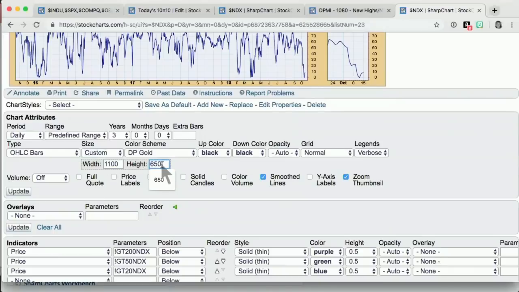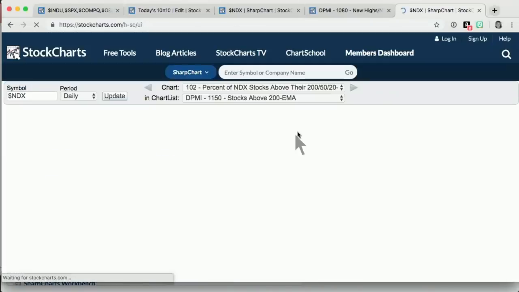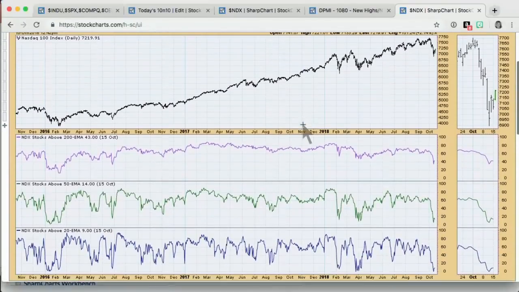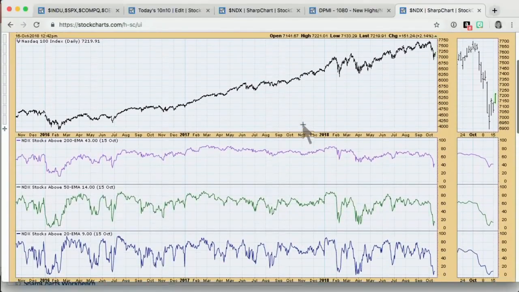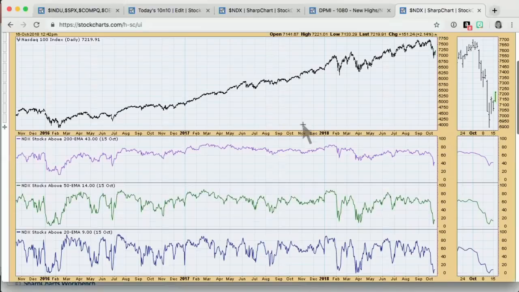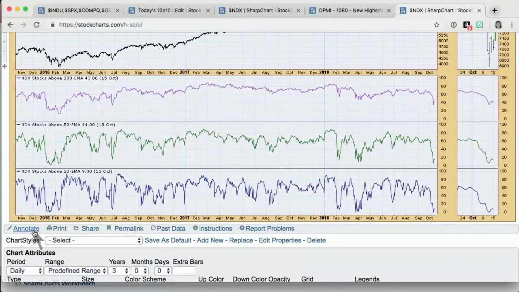Oh, that's probably not going to work. Give you time to digest all of this. All right, so this is the Nasdaq 100, and we're looking at the stocks above their 200 and 20-day EMAs. Clearly, we're in oversold territory here. And that's, again, where we start looking for reversals.